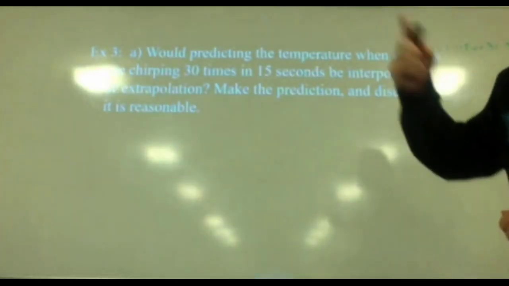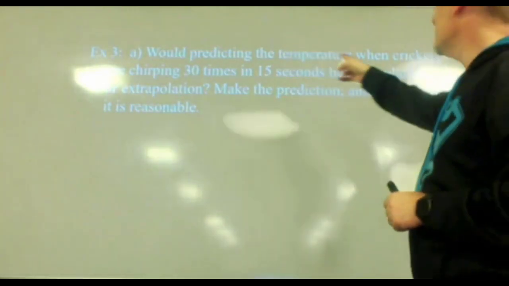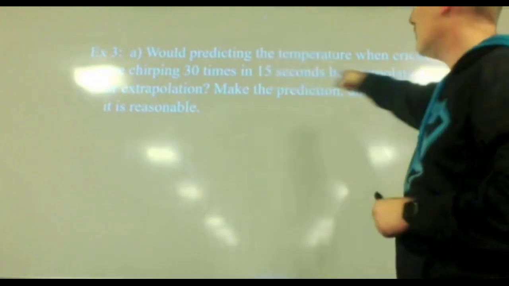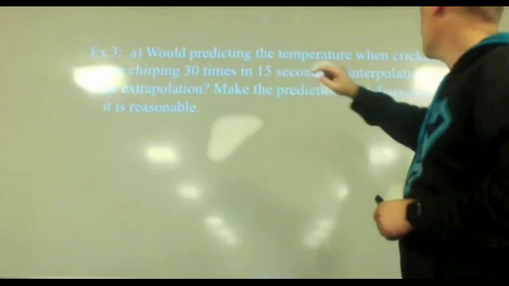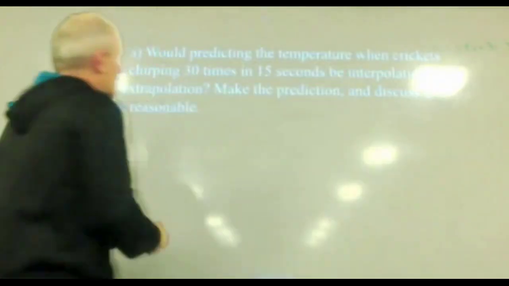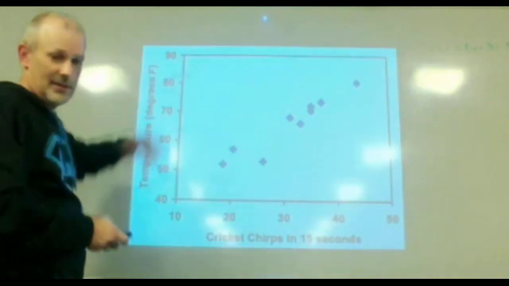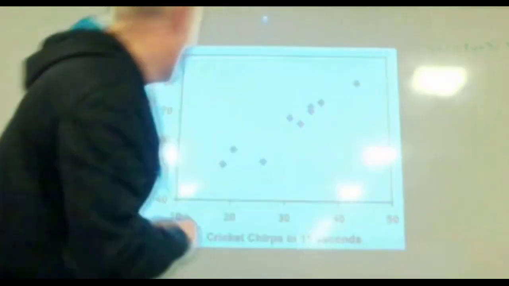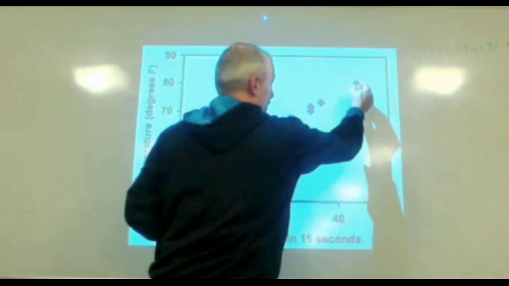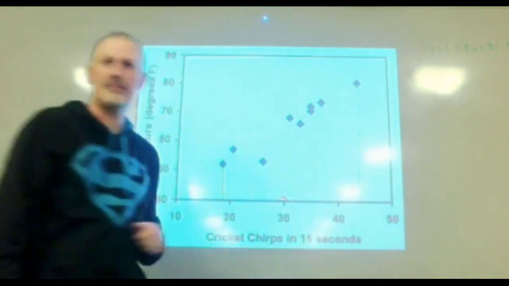So let's look at a couple examples of this. Example 3, part A: would predicting the temperature when the crickets are chirping 30 times in 15 seconds be interpolation or extrapolation? Then we're going to make the prediction using our equation and discuss if it is reasonable. So let's go back to our picture. We have data that runs from here to here when we talk about chirps, and they're asking us to estimate here.